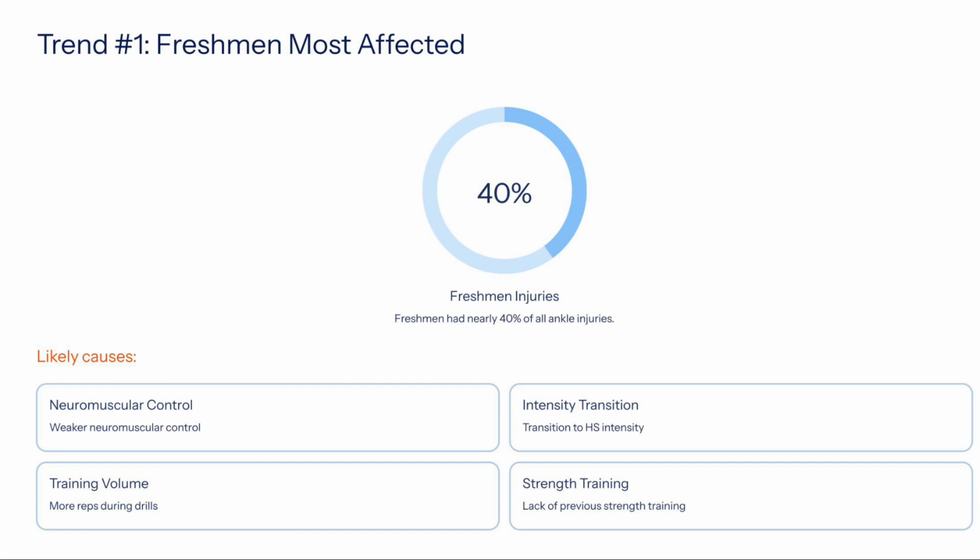A lot of our freshman athletes, they did not have a lot of previous strength training. So that was very much lacked compared to all other levels who have gone through a little bit of high school football.